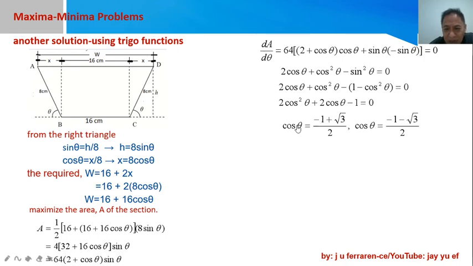So solving for the cosine theta, we have two values. Again, using the equation of second degree to solve for the value of the cosine theta. So this is quadratic in the cosine function. So my cosine theta is minus 1 plus the square root of 3 over 4, and the other root is minus 1 minus the square root of 3 over 4.